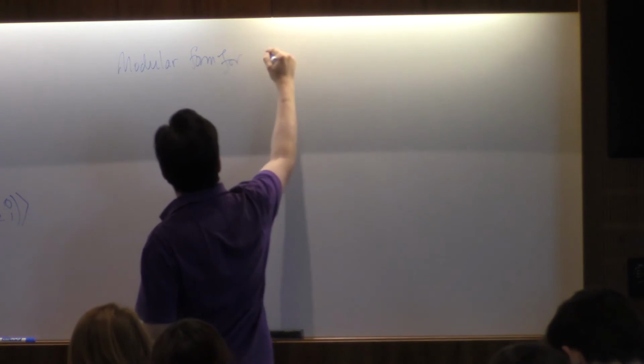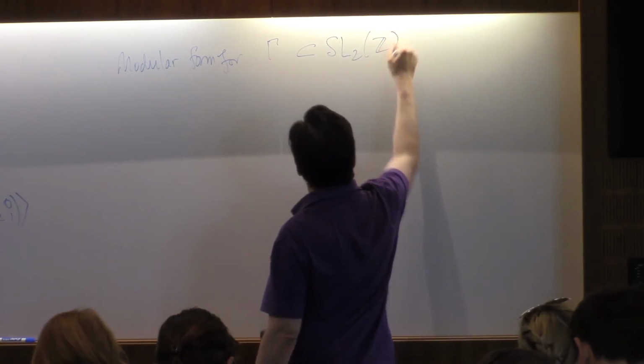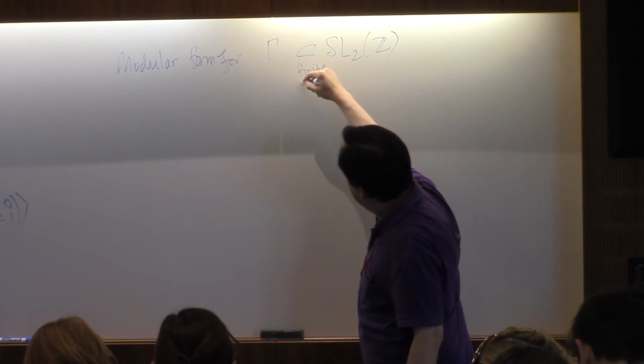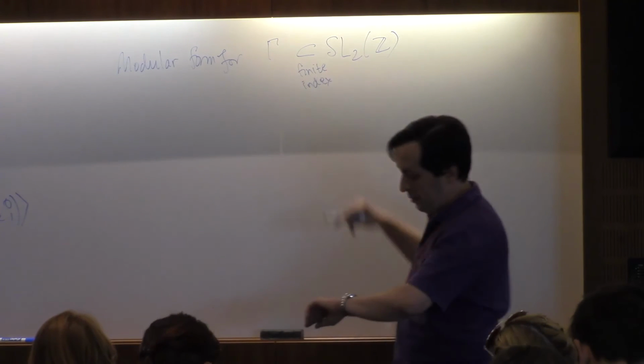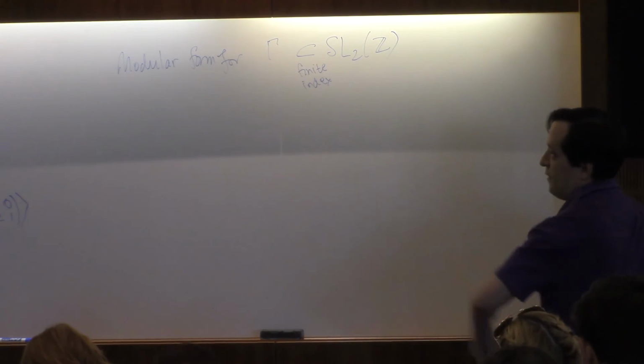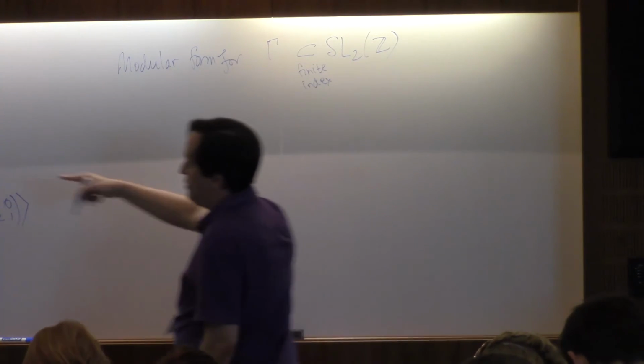A modular form for a subgroup of SL2Z, say a finite index subgroup. I'll make the definition and draw a picture, and then we'll be done for today. I want to come back, though, because this is going to have an interesting application to sums of 4 squares, as we'll see next time.